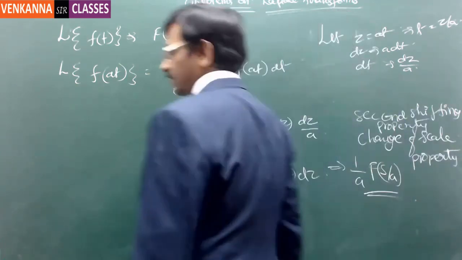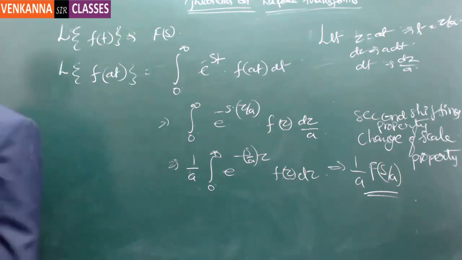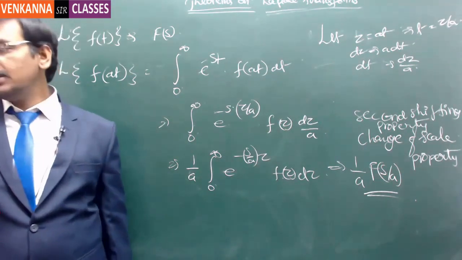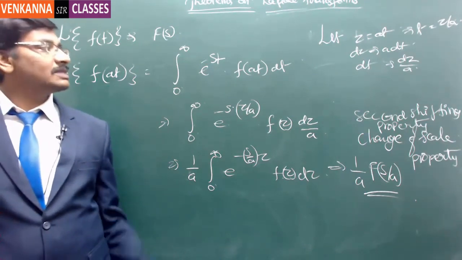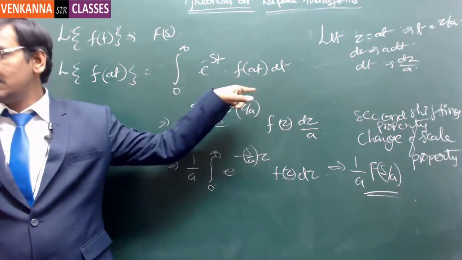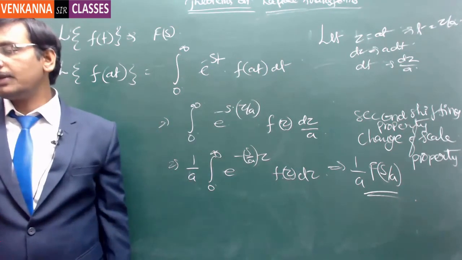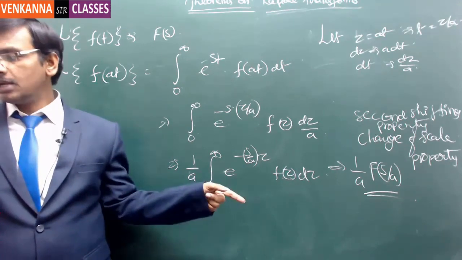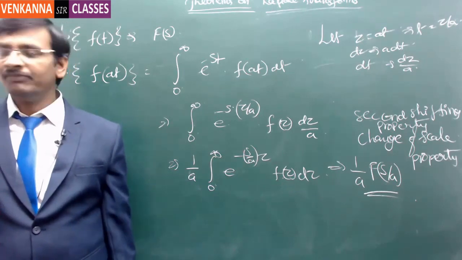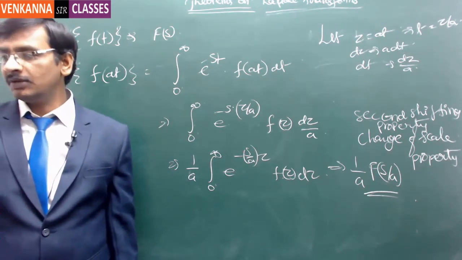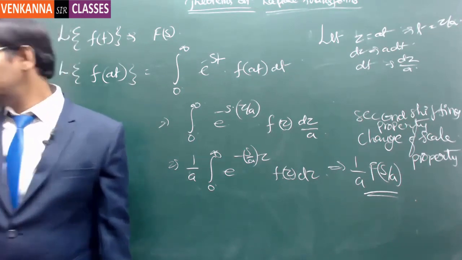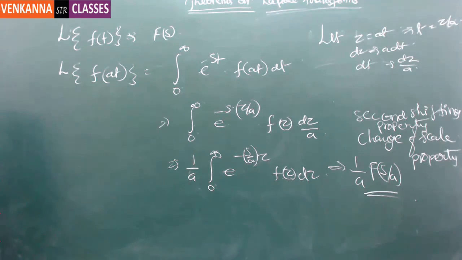So the first shifting property, that is multiplication with e power at, will change the transform to F of s minus a. Similarly, the second shifting property is nothing but the scaling property. So t is getting multiplied with a, which means it is scaled a times. Then the Laplace transform is going to be 1 by a times F of s by a. So s has to be replaced with s by a, and the entire F of s needs to be multiplied with 1 by a. Change of scale property.